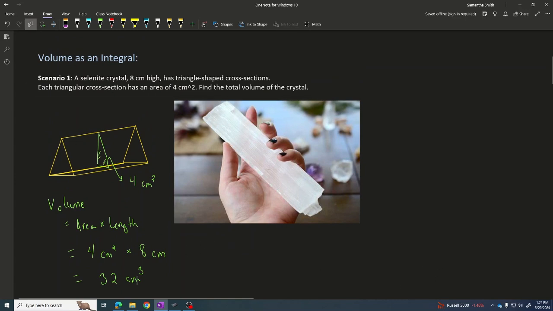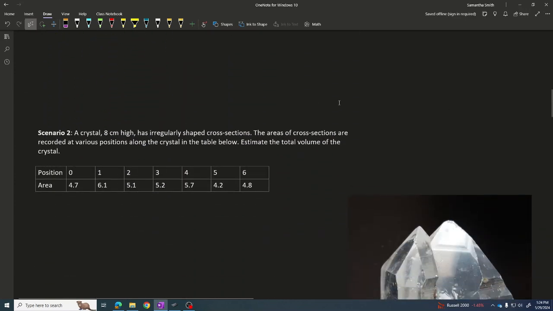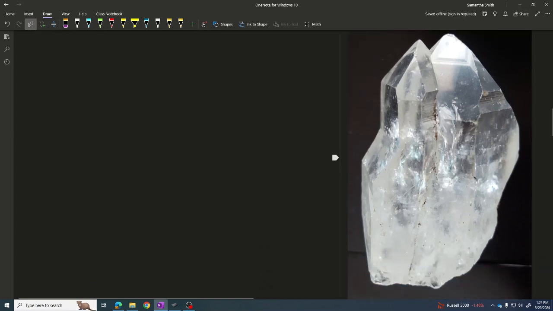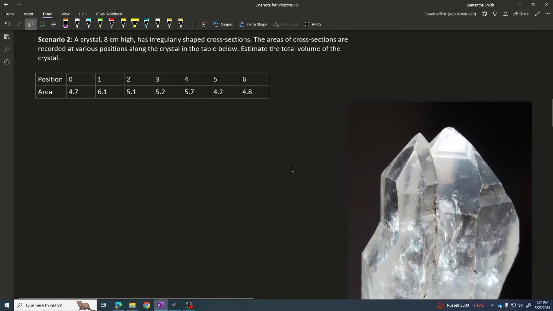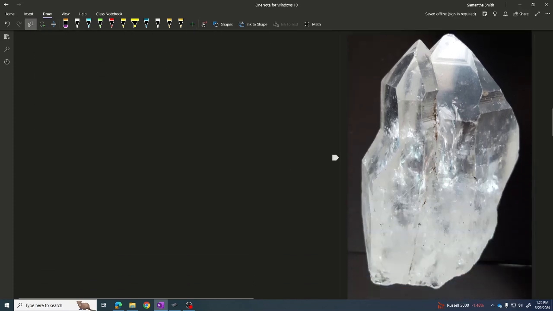Now, selenite's really unique, but in addition to selenite, there are all kinds of other crystals that have more irregular shapes, right? Like this one over here on the right side, I think might be quartz. It looks so cool. Now, unlike the selenite crystal, if I slice this quartz, then depending on where I slice the quartz, I'm getting different areas.